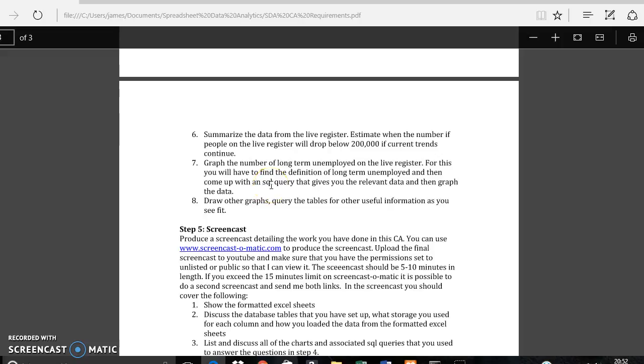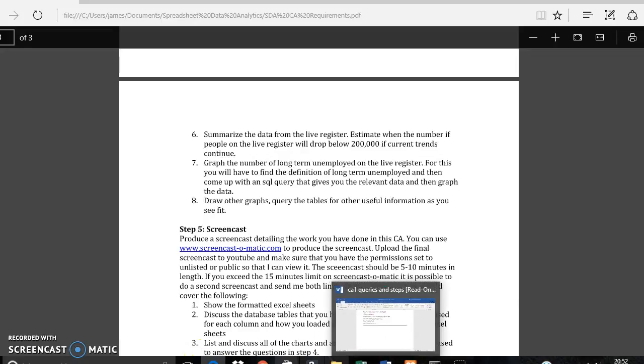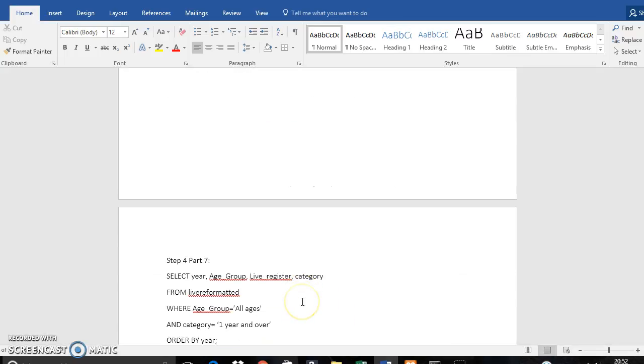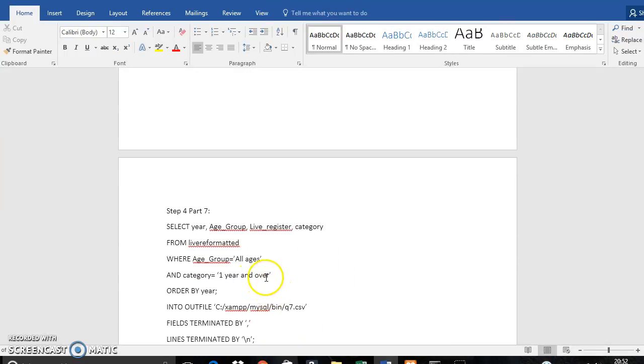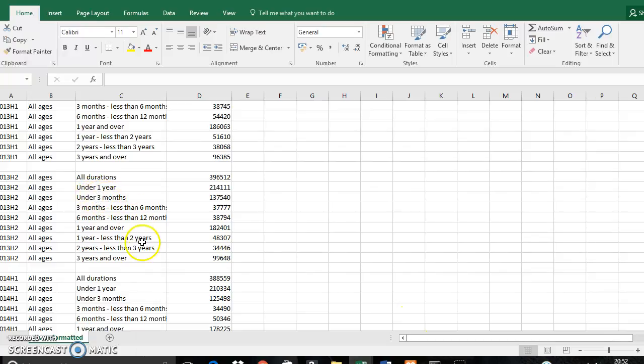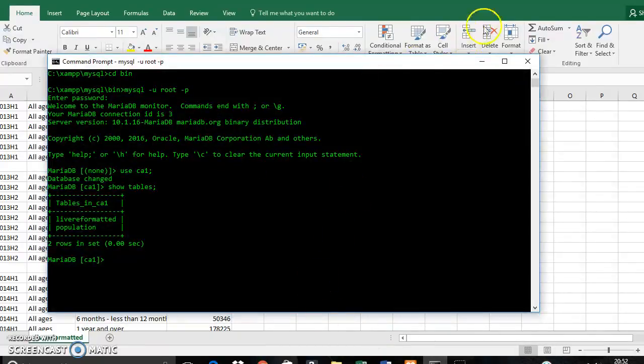Graph the number of the long-term unemployed on the live register. So the definition of long-term unemployed: they are people who have been unemployed for 1 year and over. That's the category they fall into of long-term unemployed. So these people here, 1 year and over. And yeah, that's it. That's my screencast and this population thing.